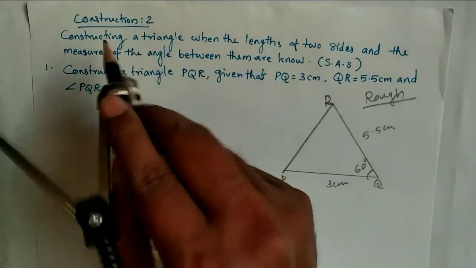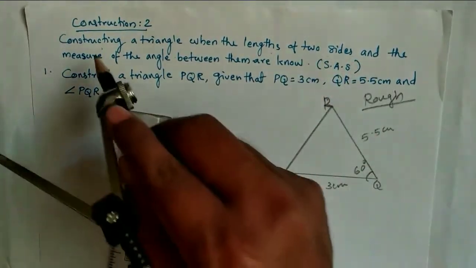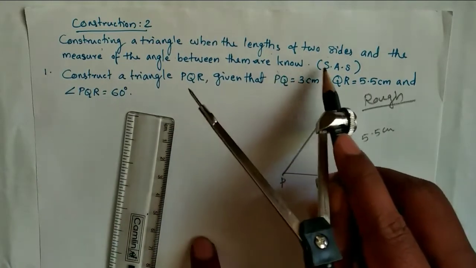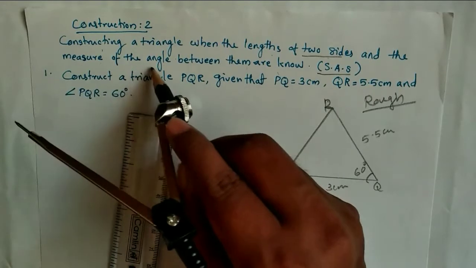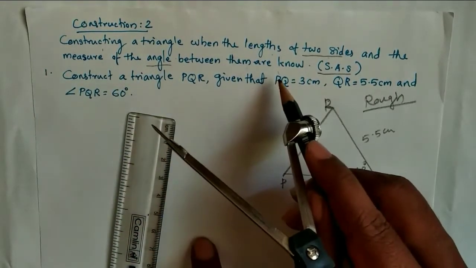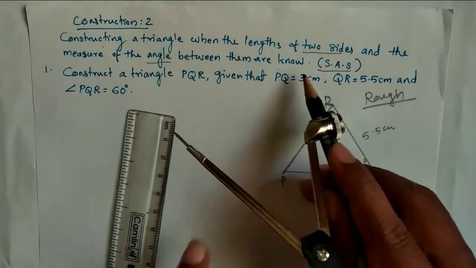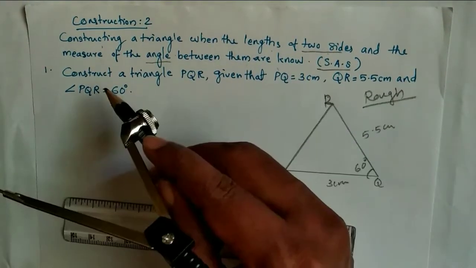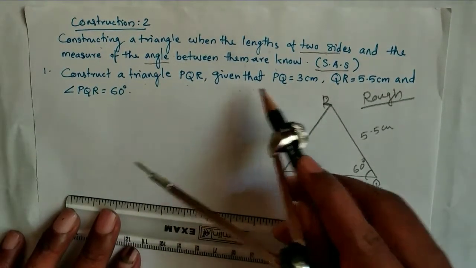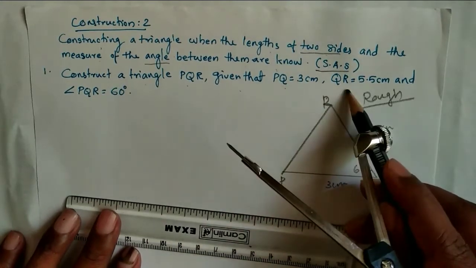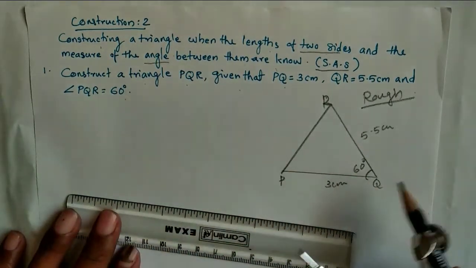The next, construction number 2, constructing a triangle when the lengths of two sides and the measure of the angle between them are known, that is SAS. Two sides and the measure of the angle between the two sides. Okay, that is SAS. So we have a question. Construct a triangle PQR given that PQ equal to 3 centimeter, QR equal to 5.5 centimeter, and angle PQR equal to 60 degree.